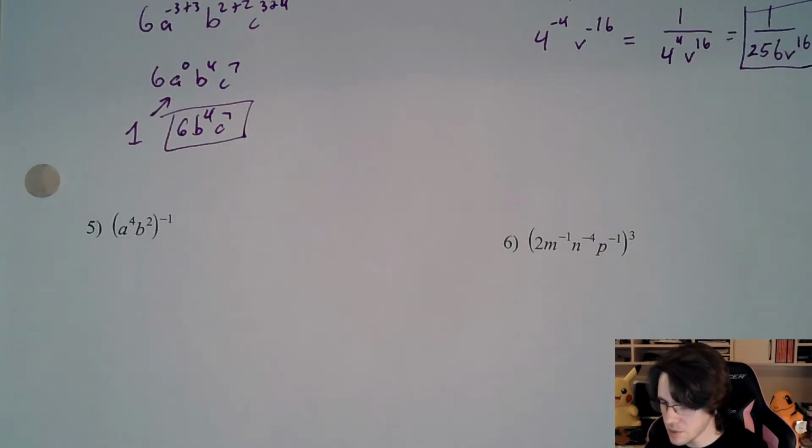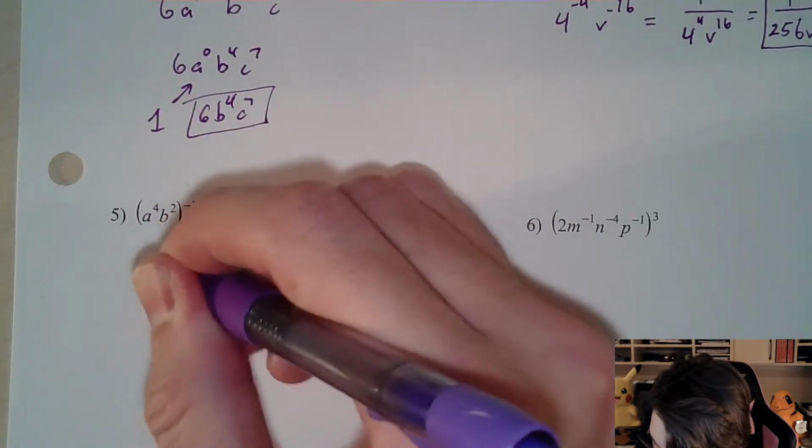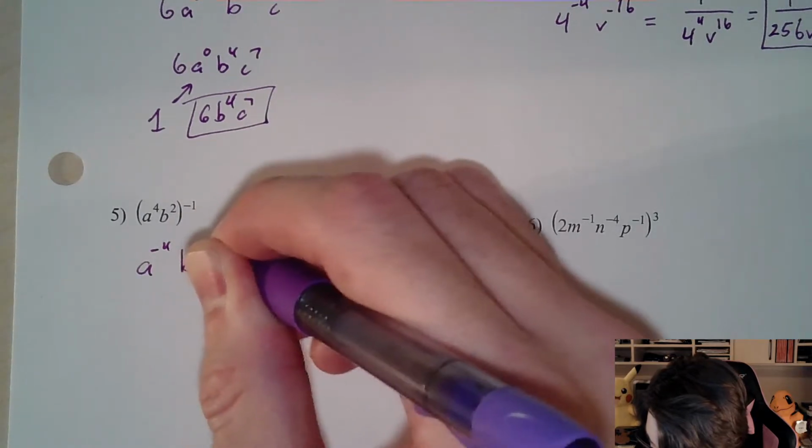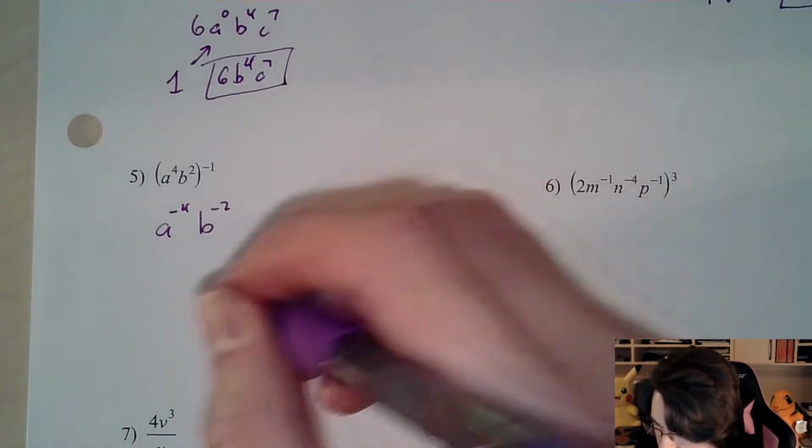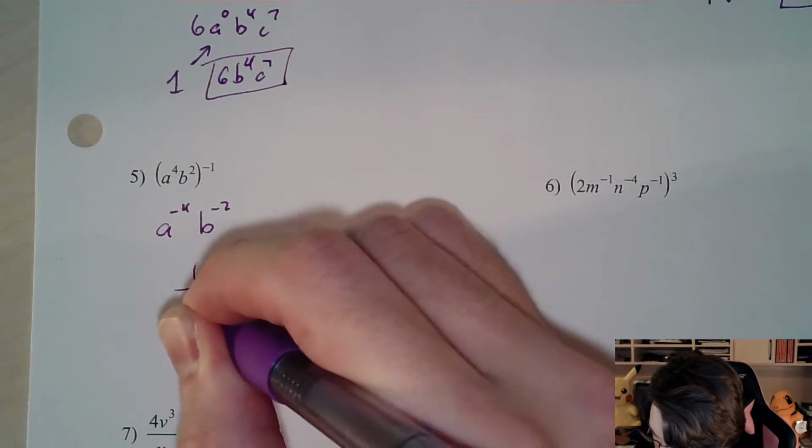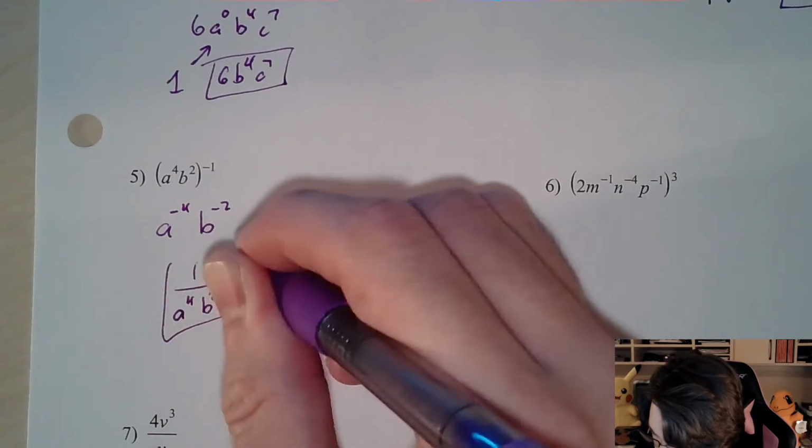Number 5, same idea. When you have a power of power, you multiply the exponents. So we get a to the negative 4, b to the negative 2. Again, no negative exponents. Rewrite them both with positives in the bottom. A to the 4th, b to the 2nd.